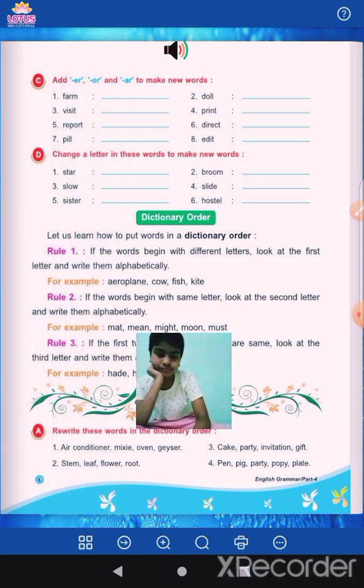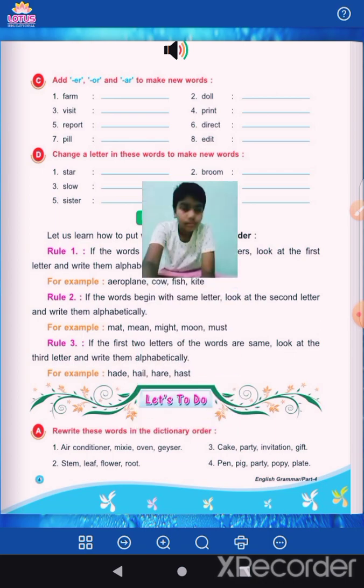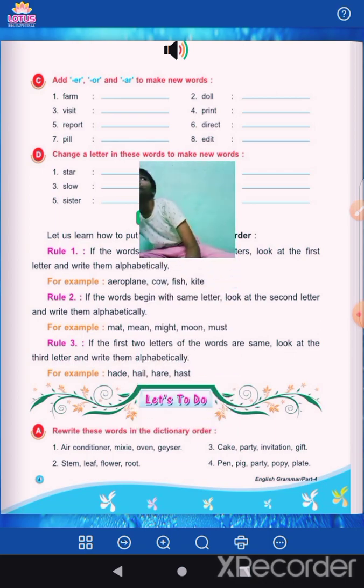Continue the dictionary order. Let us learn how to put words in dictionary order. Rule 1. If the words begin with different letters, look at the first letter and write them alphabetically. For example, aeroplane, cow, fish, kite. Rule 2. If the words begin with the same letters, look at the second letter and write them alphabetically. For example, mat, mean, might, must.